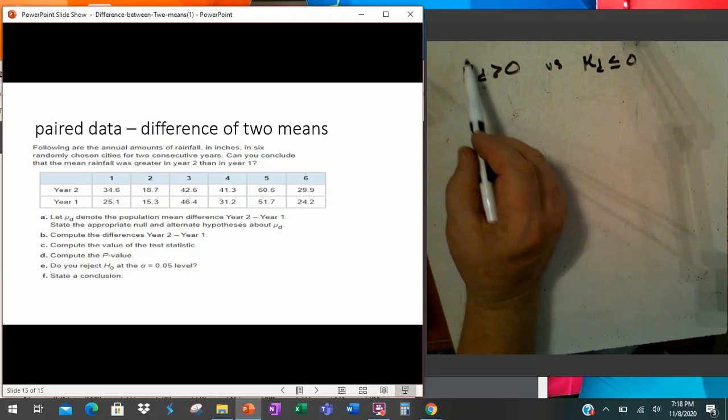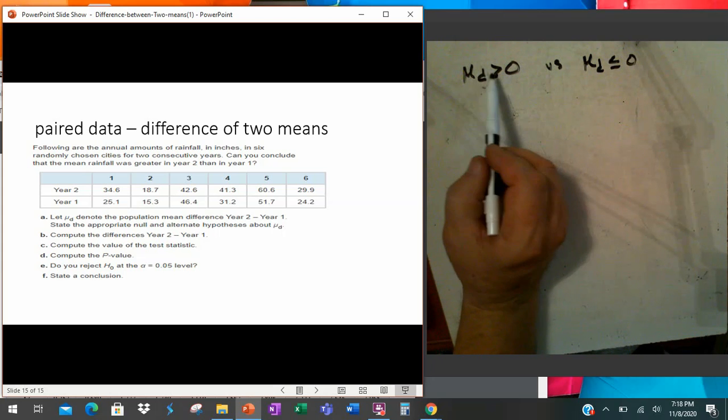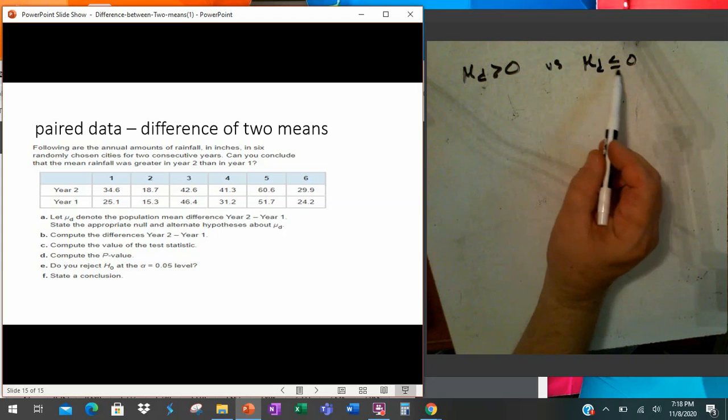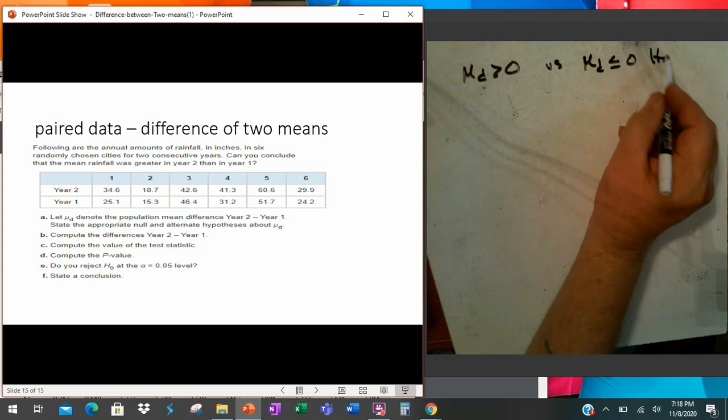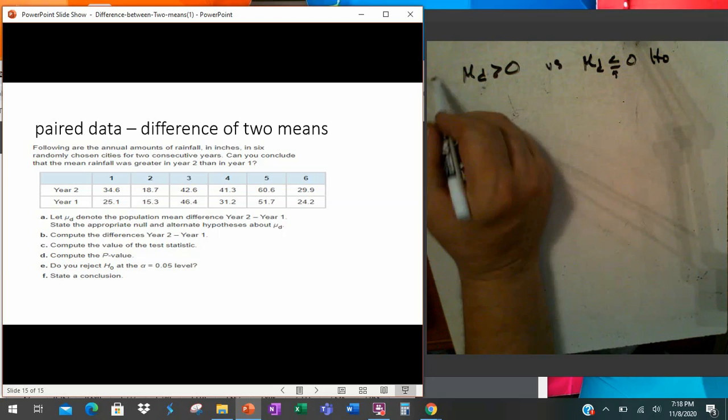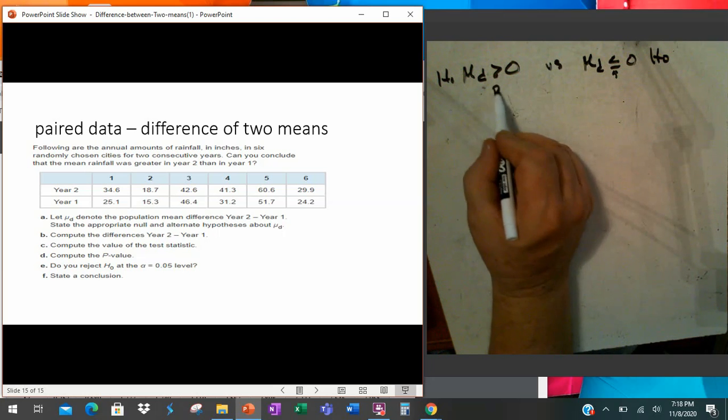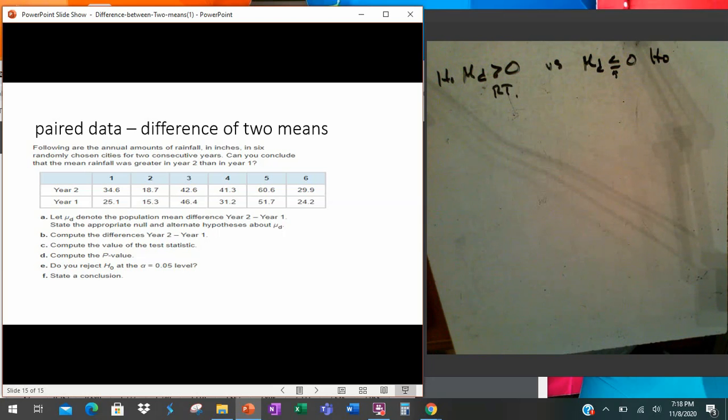So this would be the differences being positive or increasing. Greater, this would be less than. So this would be our H0 because it's got the equal sign. This would be our H1. We're going to do a right tail test.